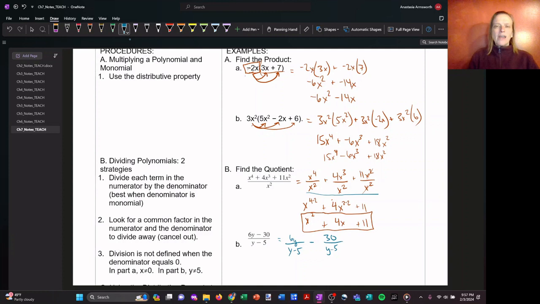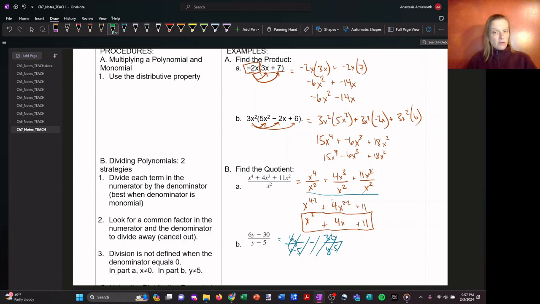6y divided by y minus 5, those have no components that cancel out with each other that I can divide away. So although you can write a correct statement, it's not actually helpful. So I'm going to scribble that out for now. And let's do something that's helpful.